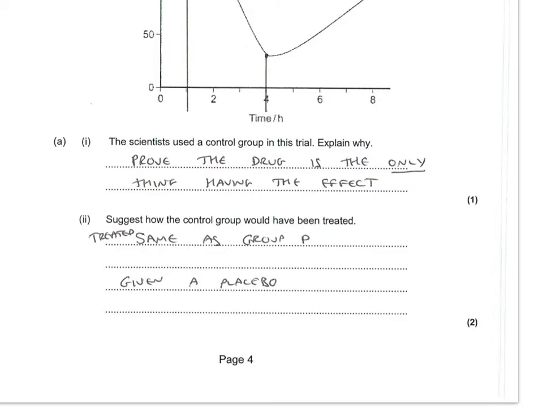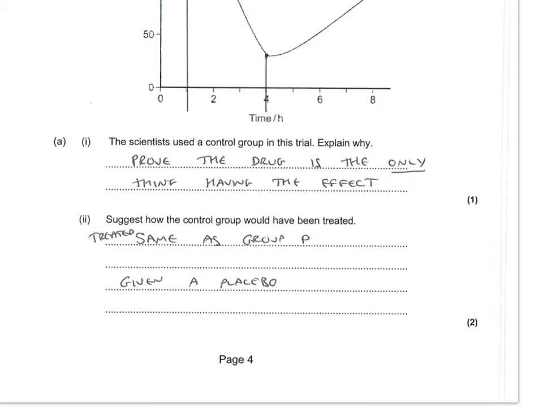It could be, if it's an enzyme investigation, to prove it's the enzyme that's having the effect, or it could be anything like that. Control groups are always treated exactly the same as the one you're doing the experiment with, in this case the people that are having the drug. And the second mark for this is always they're given something that doesn't contain the active ingredient that looks exactly the same.